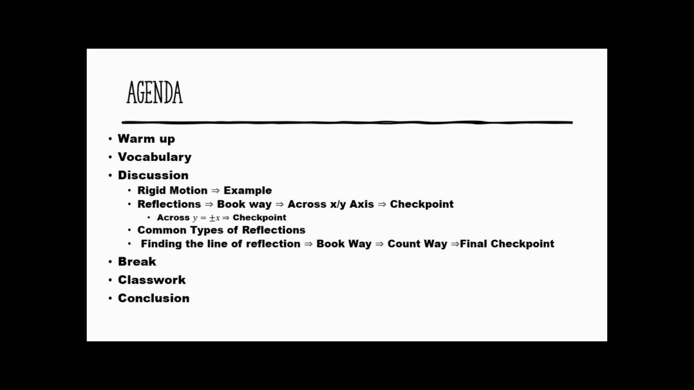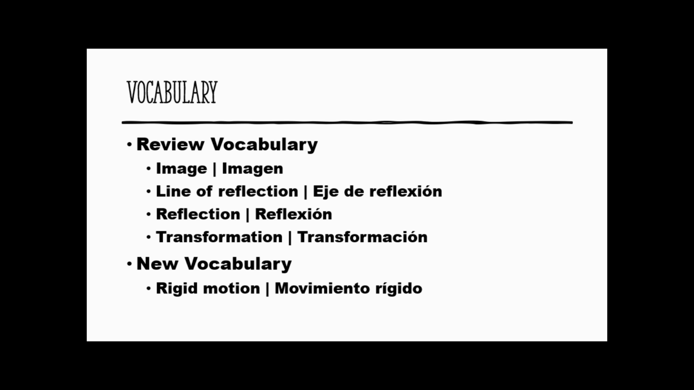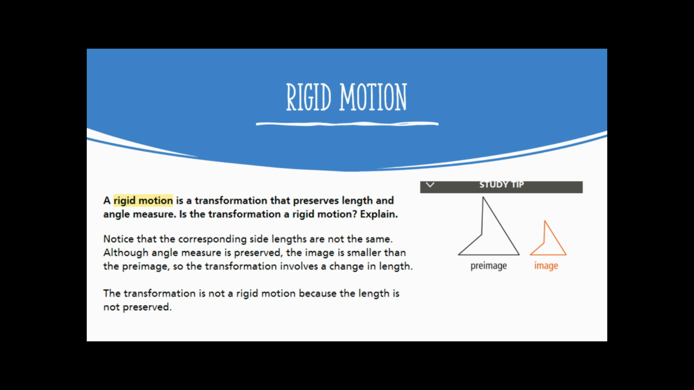Warm-up, ready to do that. Vocabulary, discussion, a couple of examples, and we could go from there. So today for vocab, for review, we have image, line of reflection, reflection, and transformation. The new vocabulary is rigid motion. As you see right here, a rigid motion is a transformation that preserves length and angle measure.